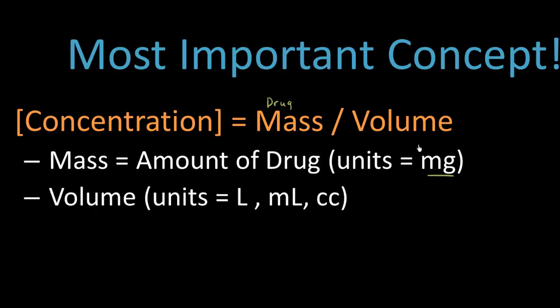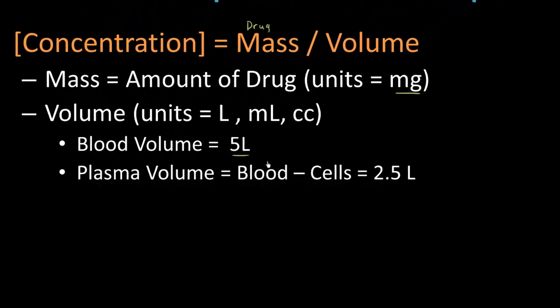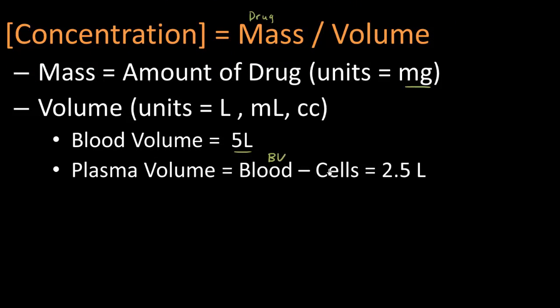So what are some common volumes? Well, blood volume is about, give or take, 5 liters. Commonly used as opposed to blood volume, which is not really used when we talk about pharmacokinetics, is plasma volume. Plasma relates to blood in that you take the blood, throw it in a centrifuge, and you get out that pale yellow substance, and that is your plasma. So it's your blood volume minus the cells. Your cells make up about 50% of your blood. So that leaves us with 50% left, and that's about 2.5 liters.